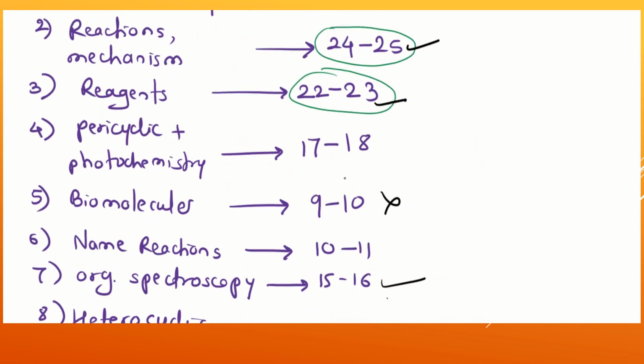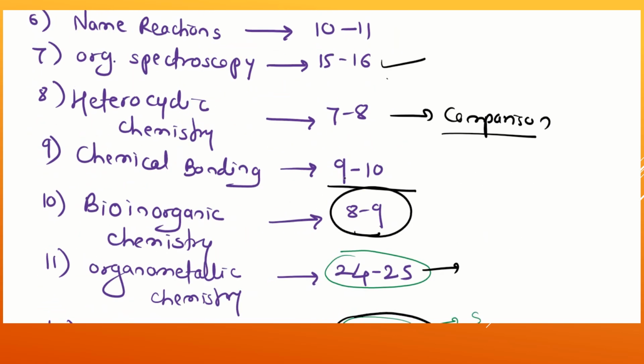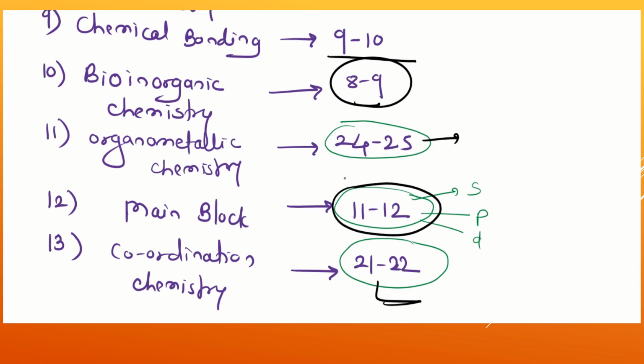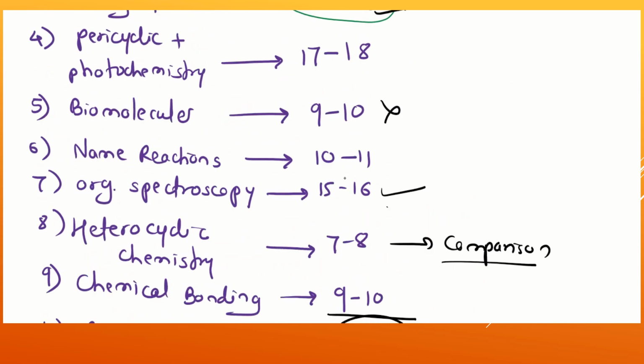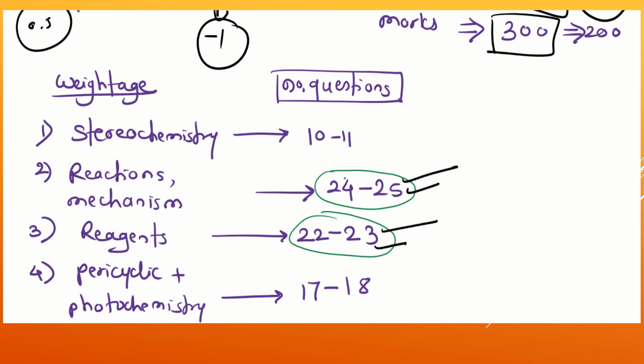So overall, we have to focus on reactions and mechanisms, then reagents, then organometallic, then main block and coordination chemistry. So these are the focus areas. After doing these, you will go for the next topics. So that's it I want to share with you all.